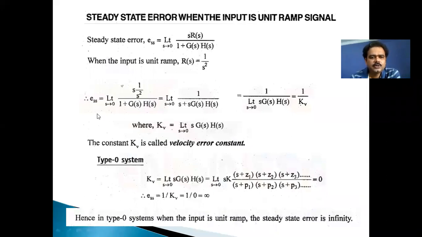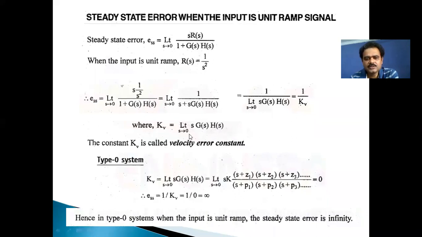Okay. So you will get limit s tends to 0, s into g of s into h of s. This is called the velocity error constant. To calculate the steady state error, we first have to calculate this error constant. Once we get the error constant, we can directly say the steady state error.